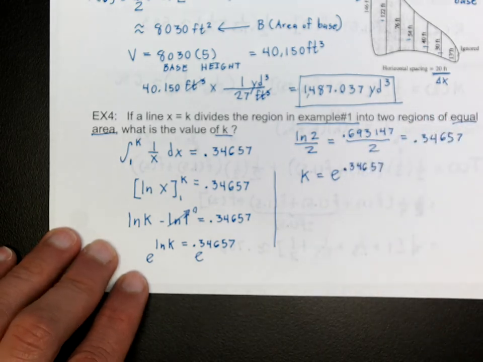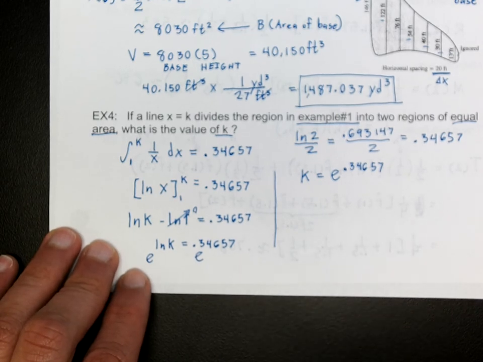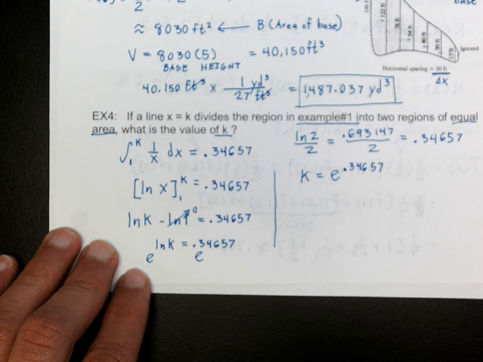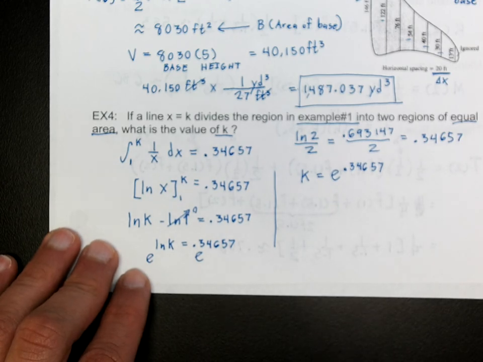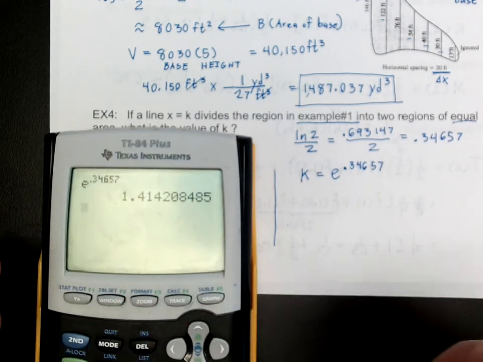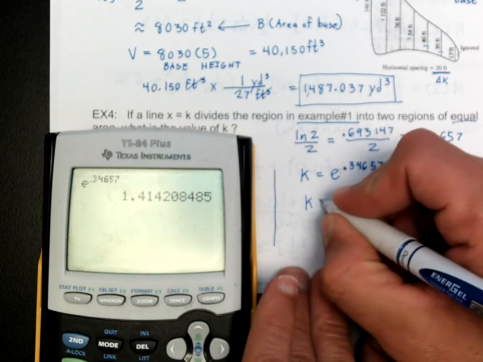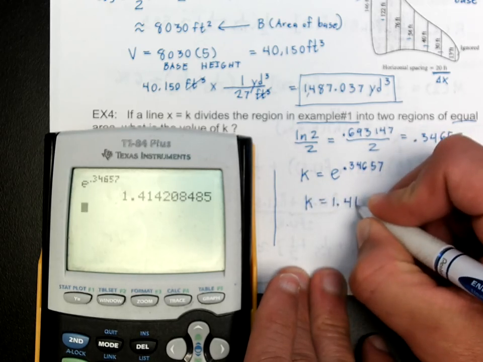0.34657. Let me put this in the calculator, make sure we get the right answer. So we have second e to the 0.34657. Notice that if you put this in your calculator, you get that. So k is equal to 1.414.